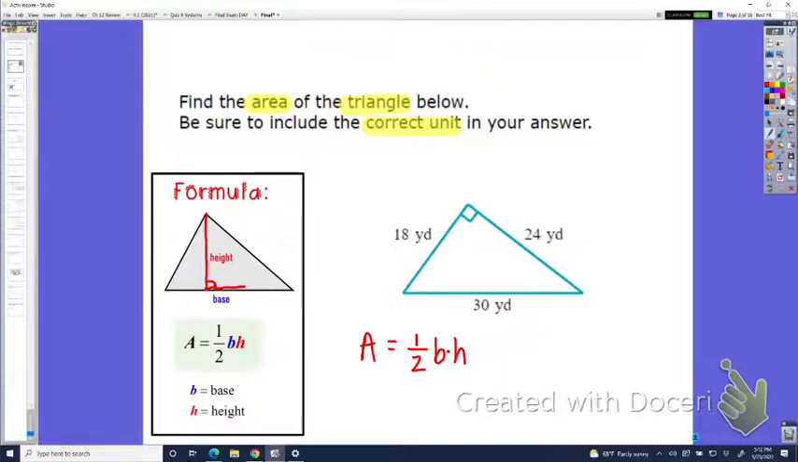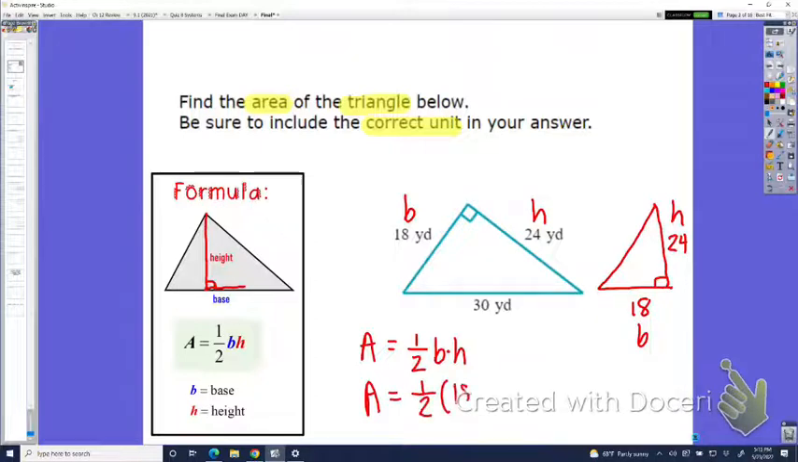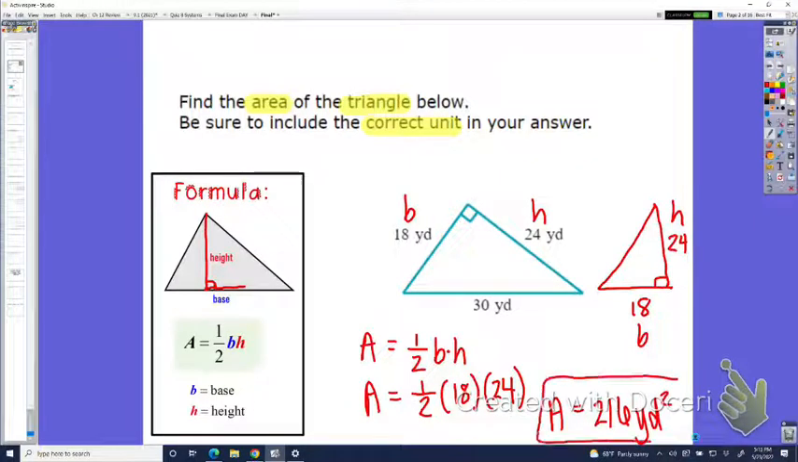So you might think the base is 30 on this example, but it's actually not. Imagine rotating this around. So if I draw this with the right angle on the corner here, this is 18 and this would be 24. So your 24 is actually your height and the base is 18. So you're going to have area equals 1/2 times 18 times 24. So you could take half of 18, which is 9, and 9 times 24 is 216. So the area is 216, and the units for area are always squared. So 216 yards squared.